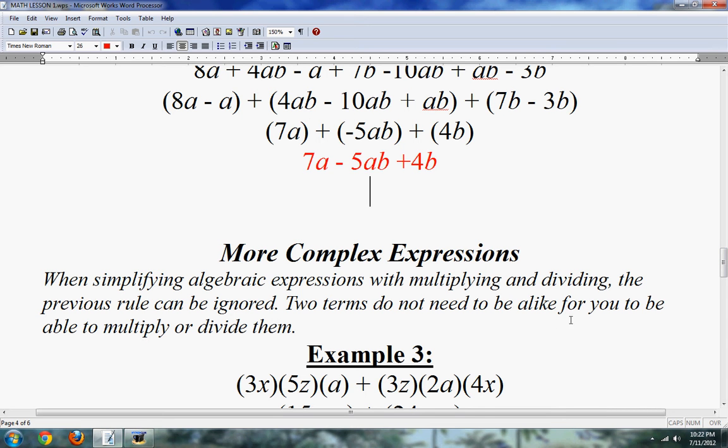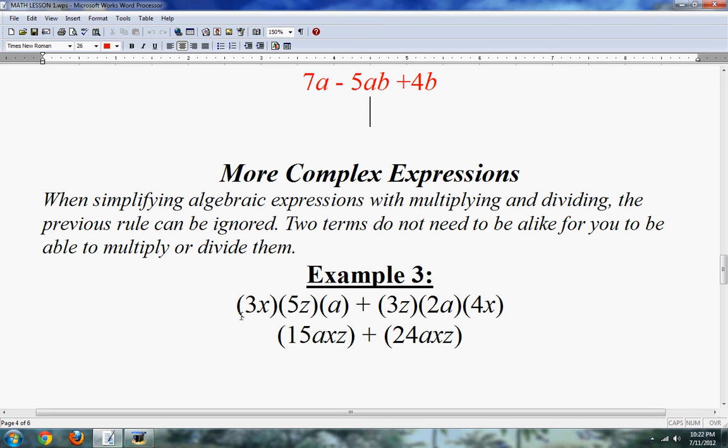Two terms do not need to be alike for you to be able to multiply or divide them. And I'm proving this right here. I didn't show the answer right here just in case you wanted to do the problem and then check your answer with mine. So here's the problem: 3x times 5z times a plus 3z times 2a times 4x.